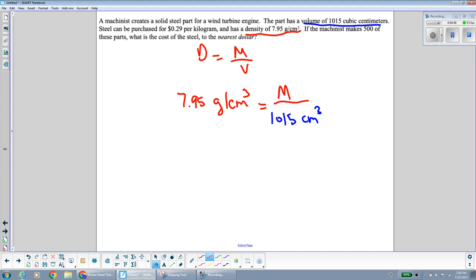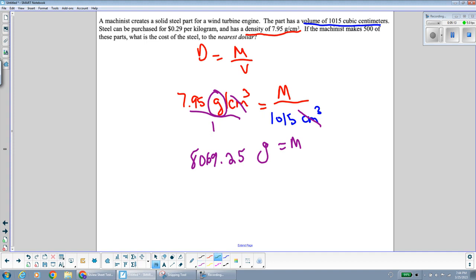Okay, so the volume unit cancels out. We have cubic centimeters in the numerator and the denominator. So if we cross multiply, we will have the mass in grams. That is the unit that is left over. We multiply this on my calculator, 7.95 times 1,015. And that is 8,069.25 grams. So now we have the mass.